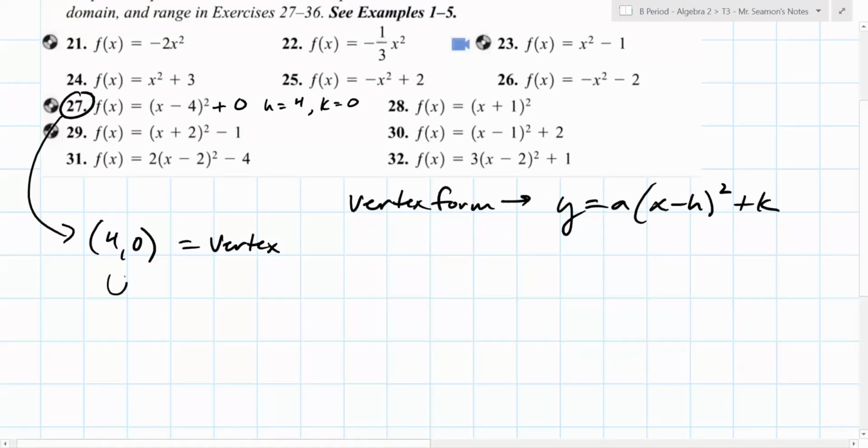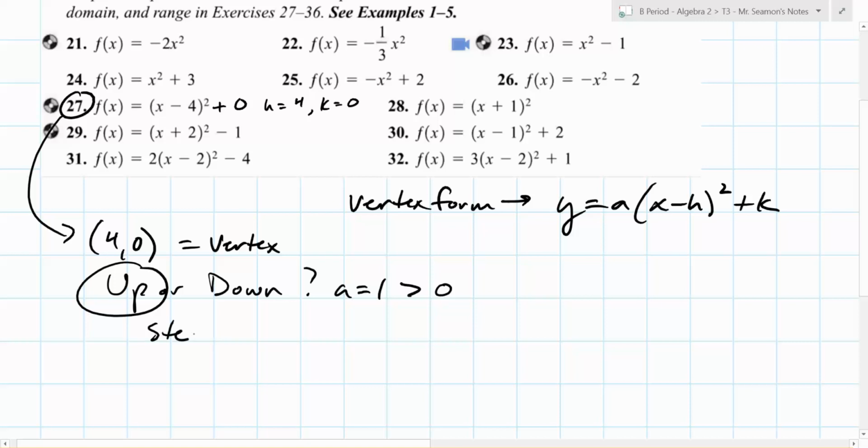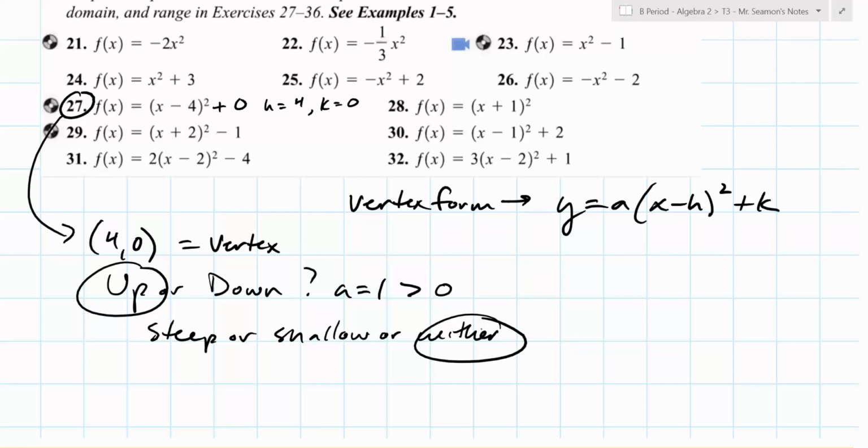So we know this is the vertex. Does it go up or down? It goes up, because what is the a value on this one? It's 1, which is positive, greater than 0. So it goes up. Is it steep or shallow or neither? Well, it's 1. When we say steep, we mean steeper than a equals 1. When we say shallow, we mean a between 0 and 1. So this one is just a regular curve.